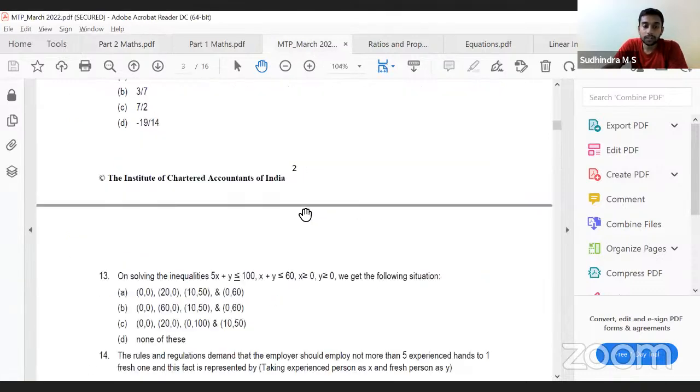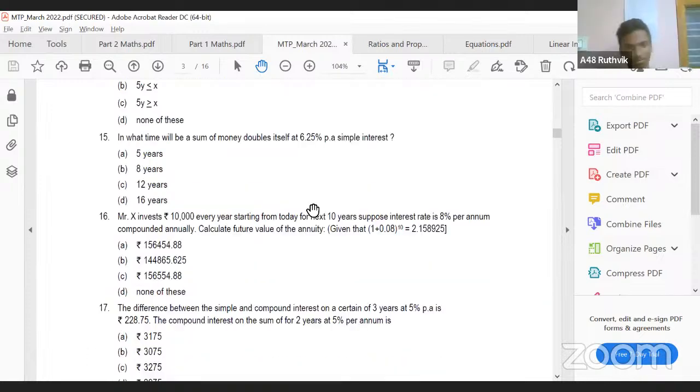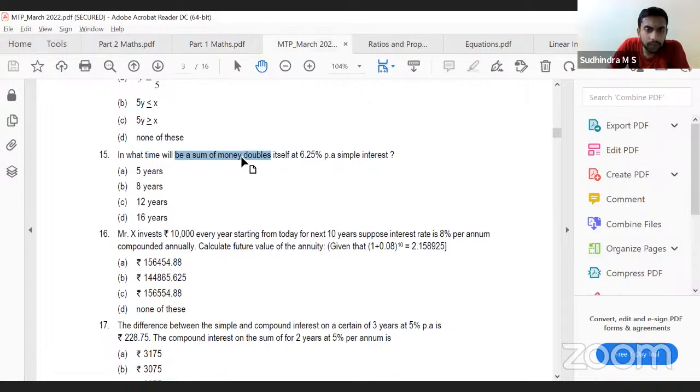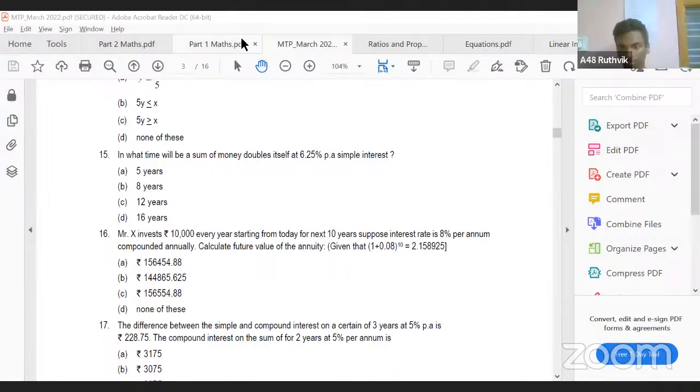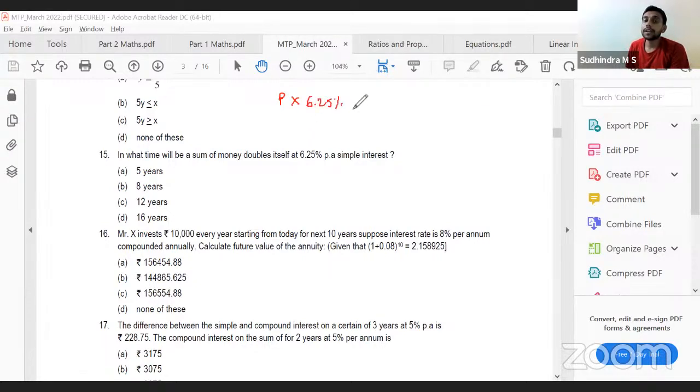Fine. So can we look into some questions? Yes, sir. In what time will a sum of money double itself at 6.25% per annum simple interest? Yes, 16 years. So it's simple. We'll go with the same formula, then I will look into the shortcut also. So how do we calculate simple interest? Principal into interest rate, here 6.25%, into time period. Time period we do not know, T.